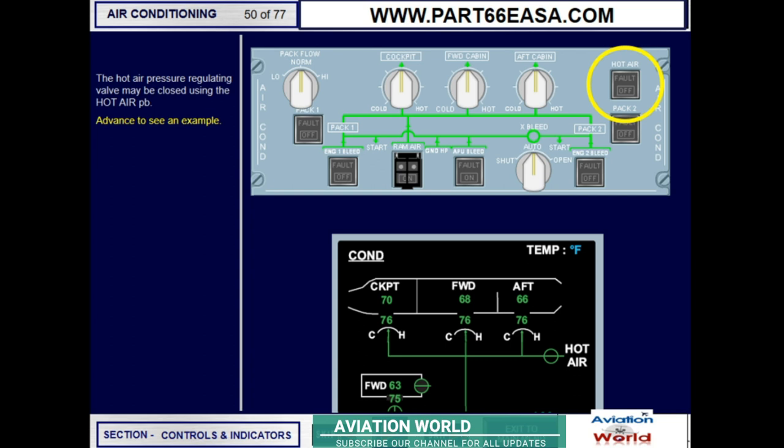The cross bleed valve is now open. PAC 2 is operating. Notice that both PACs are providing high flow, even though the PAC flow selector is in the norm position. The air conditioning system controllers automatically command high flow when only APU bleed air is being used or if operating on one PAC, regardless of PAC flow selector position.